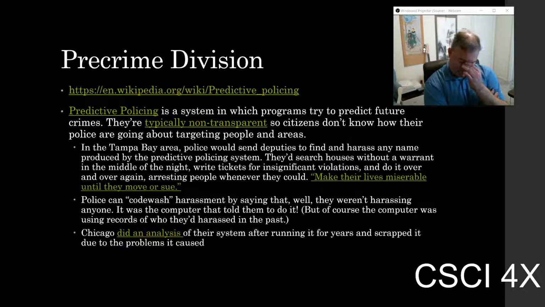One of the really important things to understand when it comes to computer science is this notion that because a computer has targeted somebody for harassment, it's not us doing it, right? You can always blame any problems on the computer, on the algorithm. Can't blame us. The program is perfect.